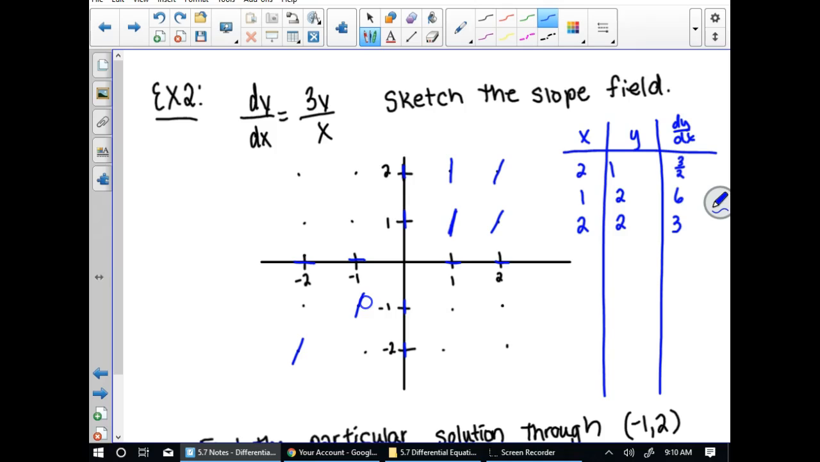And then, if I have 1, negative 1, which is this point right here, that is going to be negative 3 over 1, so I get negative 3 there. And then if I have 1, negative 2, which is right here, that gives me negative 6 over 1, so I get negative 6.